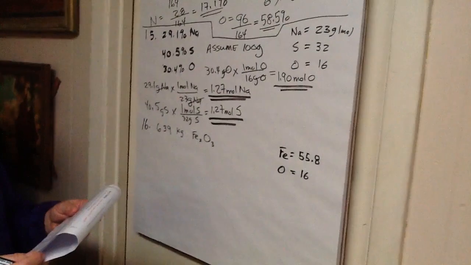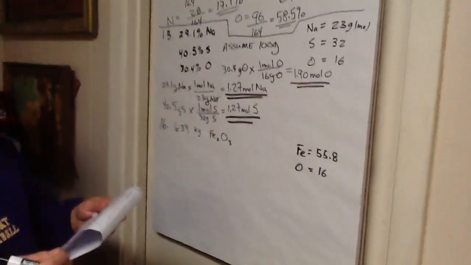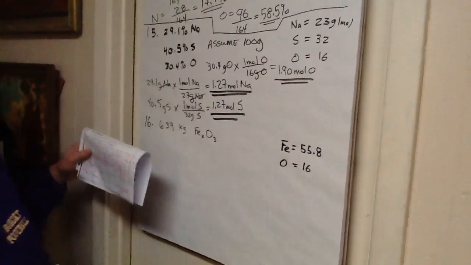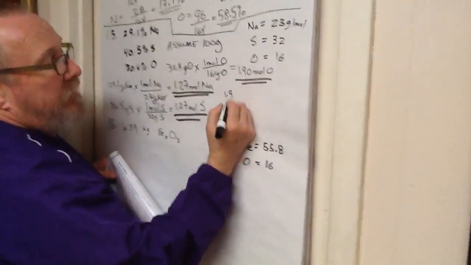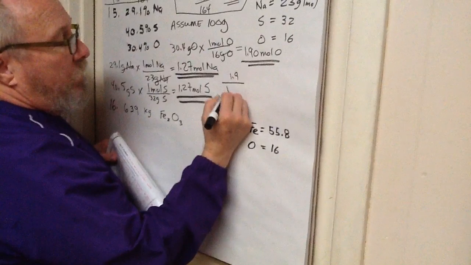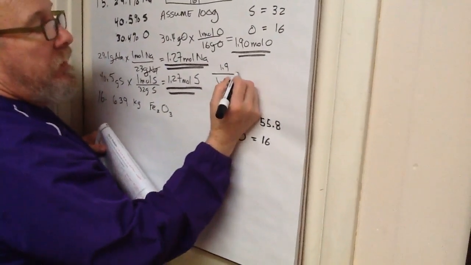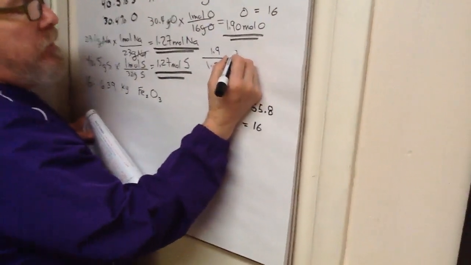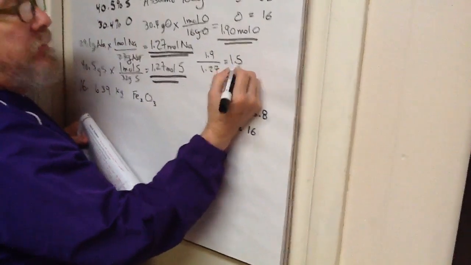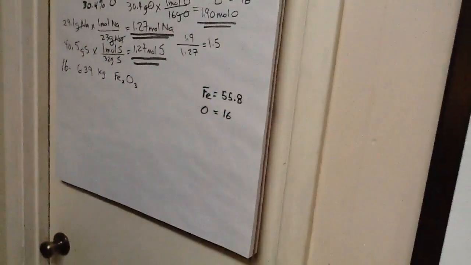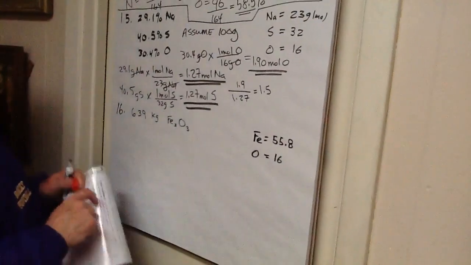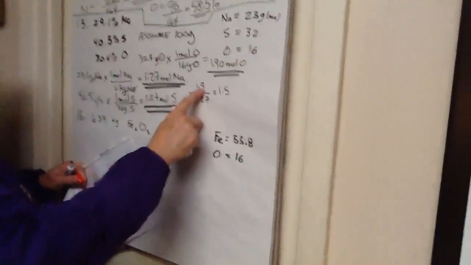What do I do with that? Well, let me tell you. You take the biggest number, 1.9, and you divide it by 1.27. And if you do the math, you'll find it equals 1.5. So, here's my formula. This is the ratio that these compounds are in.